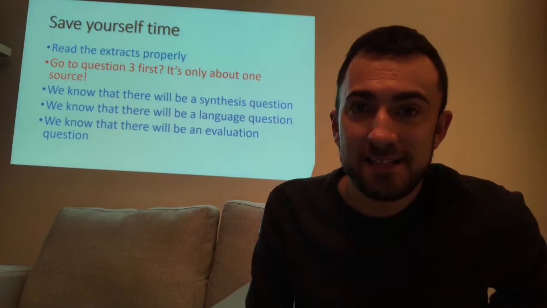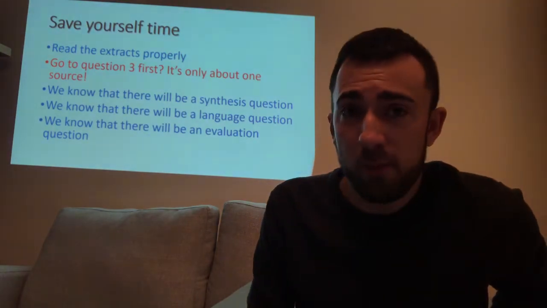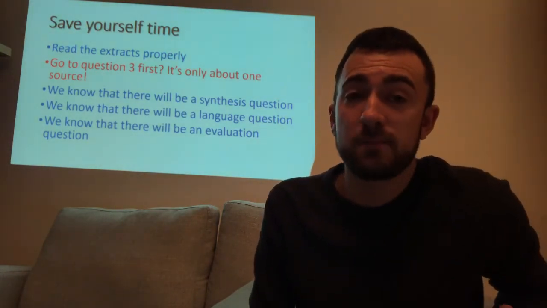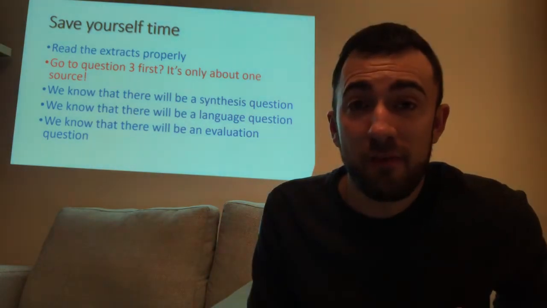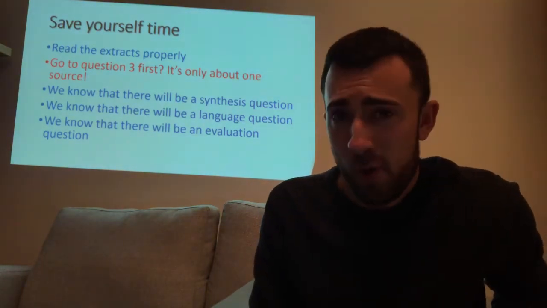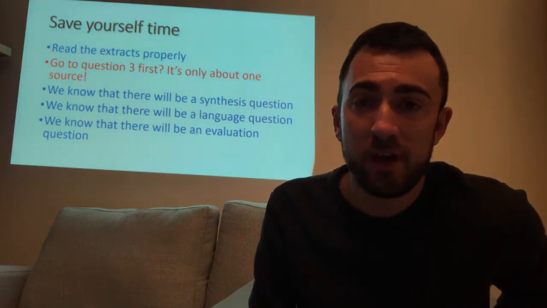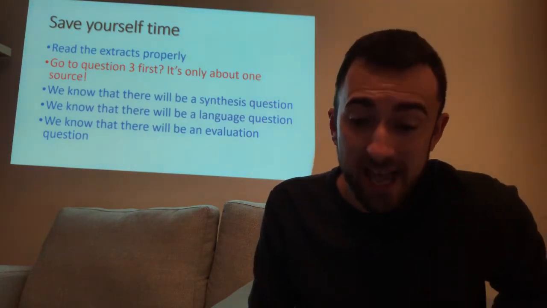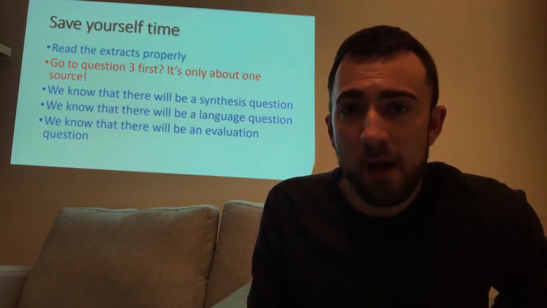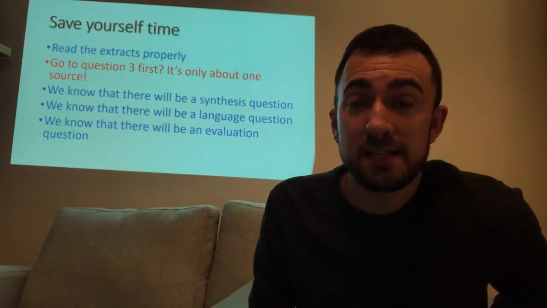I've put this one in red, the second bullet point down. A possible option here is to go to Question 3 first, particularly if you're a little bit anxious about the fact that there are 2 sources to read. Question 3 only deals with one of the sources. It could be A or B. You'll need to read the question to find out which. In this case it's Source B, but it might be worth just focusing on Question 3 to start with.